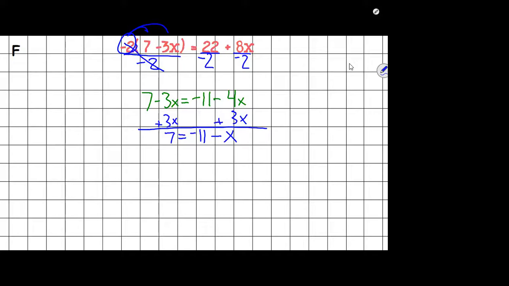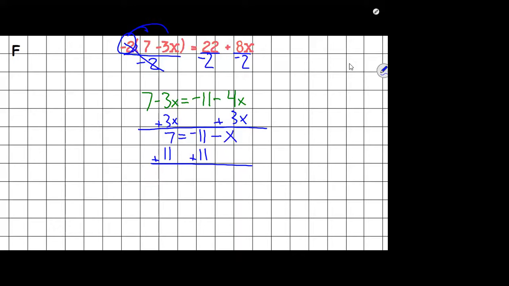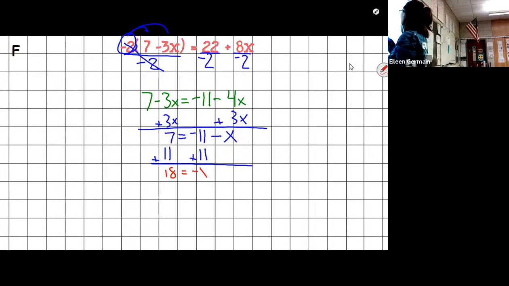Next, since you have negative 11 on one side, and you want to get a number on one side, you would add 11 to both sides. We want to move our constant over to our right. That's called a constant. So I would add 11 to each side. And we would be left with what is equal to what? 18 equals negative x.